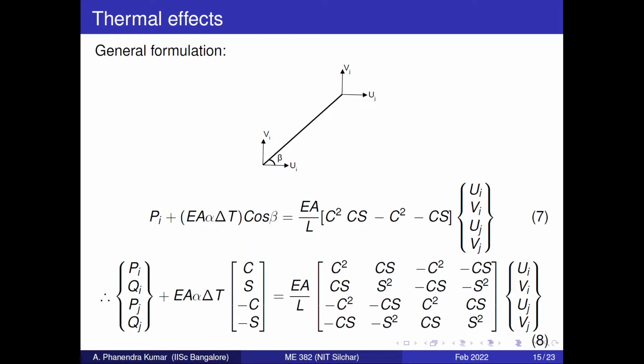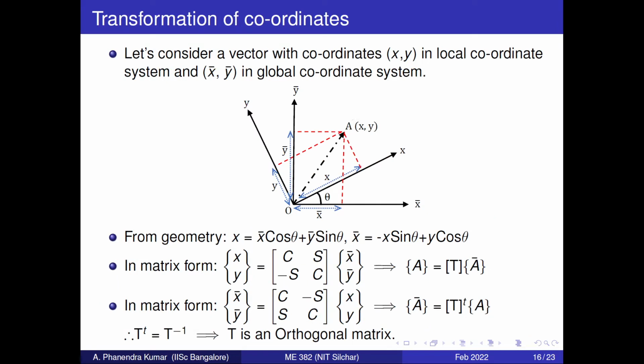So this completes our calculation of loads, degrees of freedom and reactions, even if we have some other effects along with the mechanical loads. Now transformation of coordinates, this is the new topic. How can we evaluate the load vector, the degrees of freedom vector, or the stiffness matrix if there is a change in the reference coordinate system?